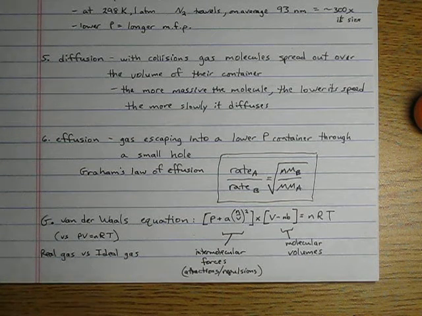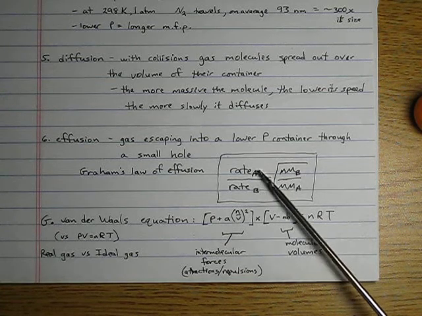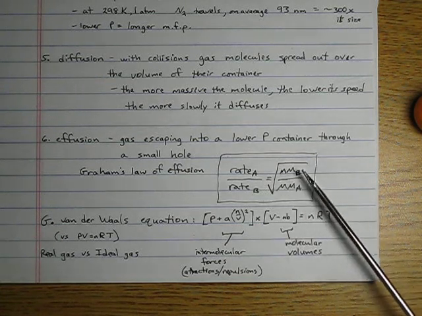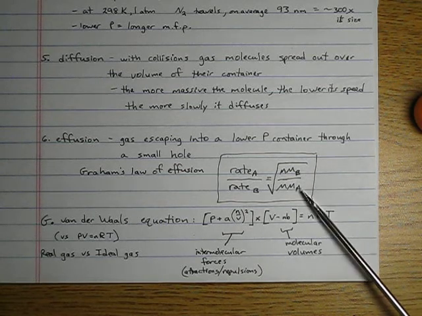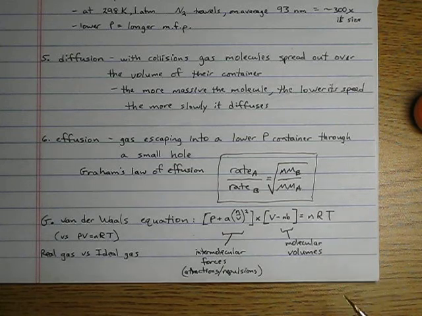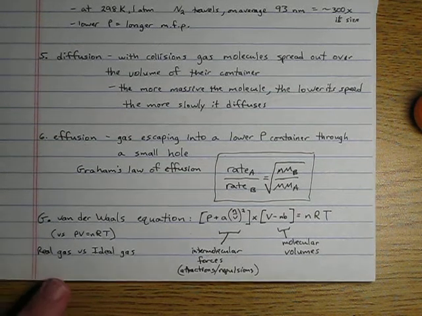And yes, this is not a typo. The rate of A divided by the rate of B equals the square root of the molar mass of B divided by the molar mass of A. A over B on the one side, B over A on the other side. Okay.